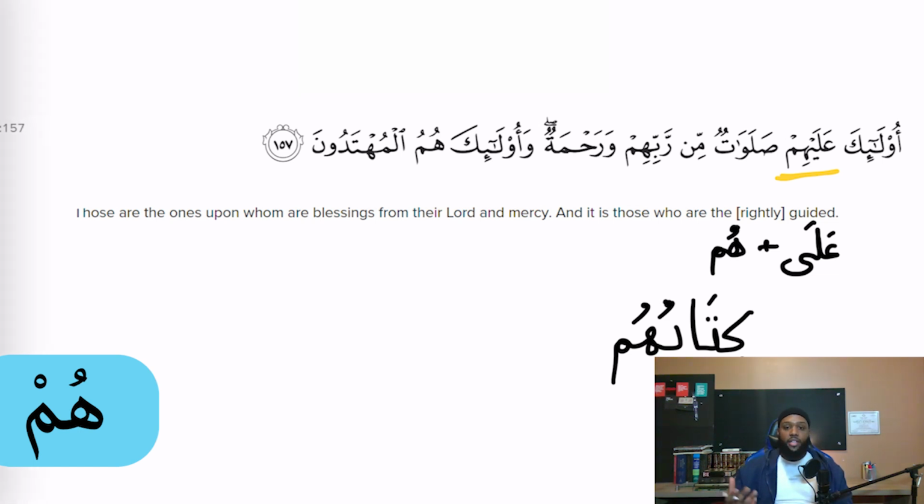Min rabbihim, min rabbihim. Min is a harf jar. Rabbi, it's ism, right? So it's in the state of jar, and connected to Rabbi is him, the attached form of the pronoun hum. Wa rahmah, and mercy. Wa ulaika, and those people, humul muhtadun, right? Hum. And here we see a dhamma on the meme only for flow. Humul muhtadun. We don't say hum al muhtadun when we're reciting the Quran, right?